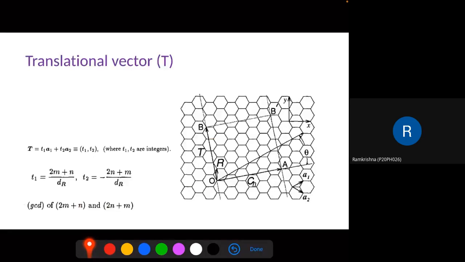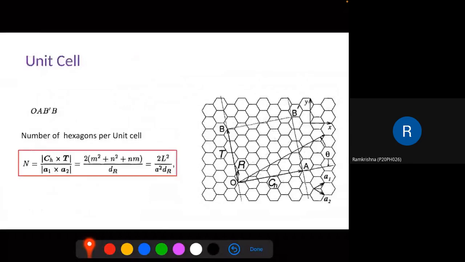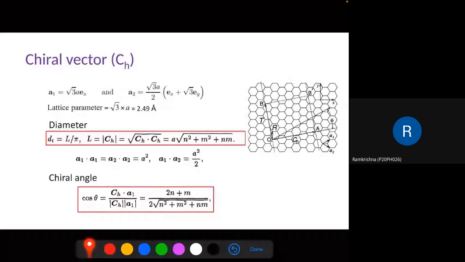So similarly, we can also define the translational vector t here. This t vector, you can also define in terms of the parameters m and n, and the diameter as well. But the most important parameter is the chiral vector. This chiral vector basically defines what kind of nanotube you will have.